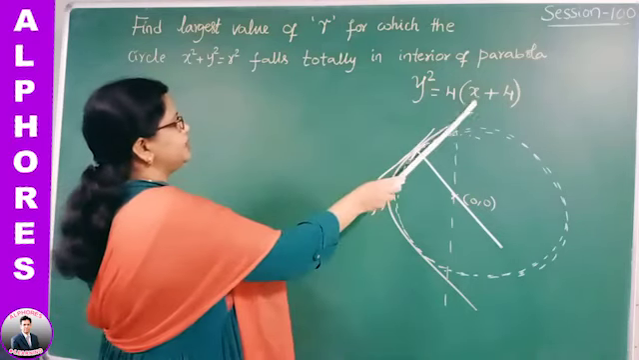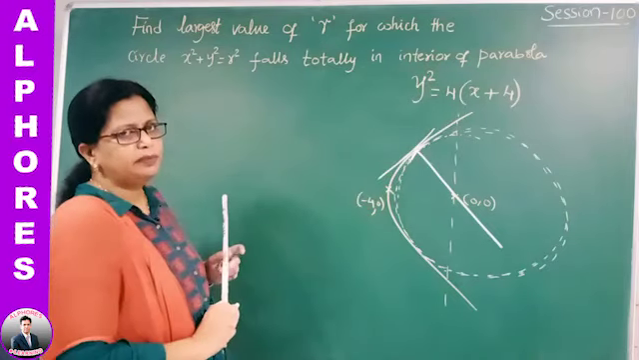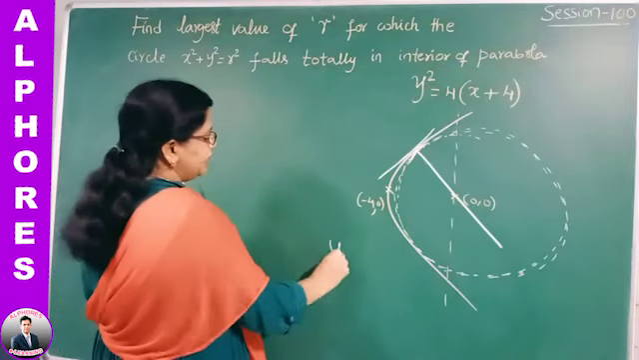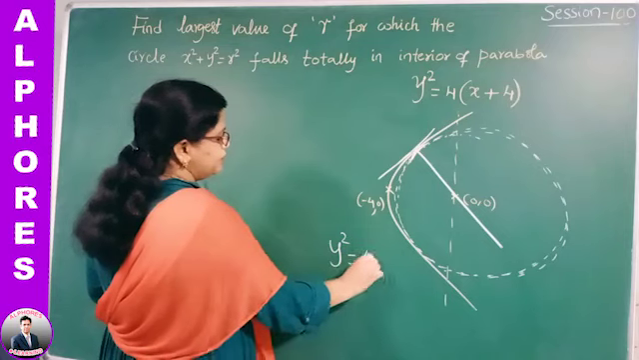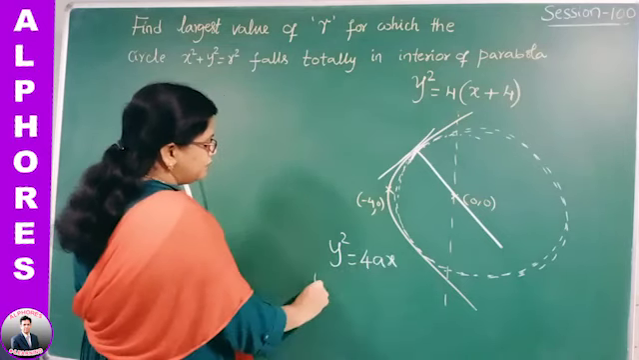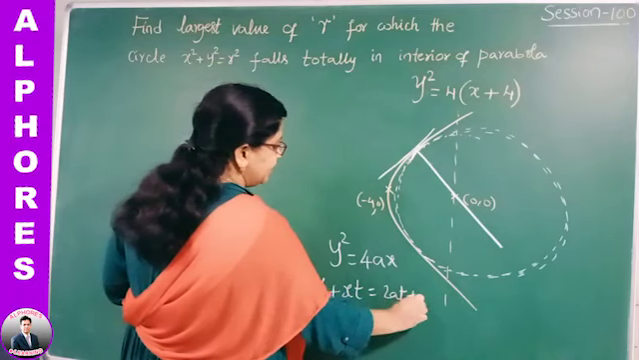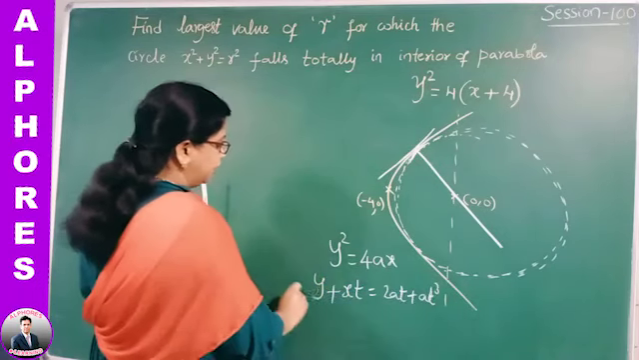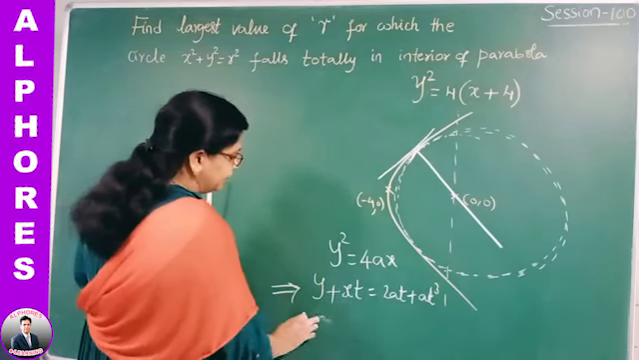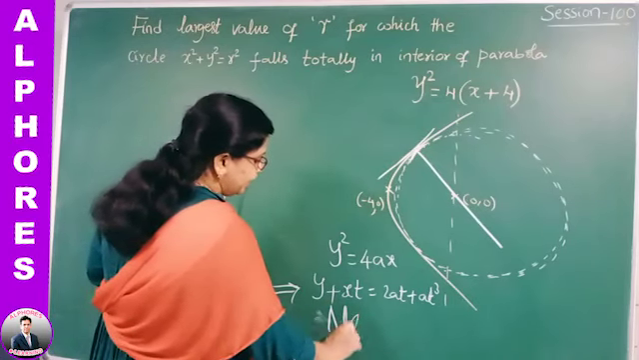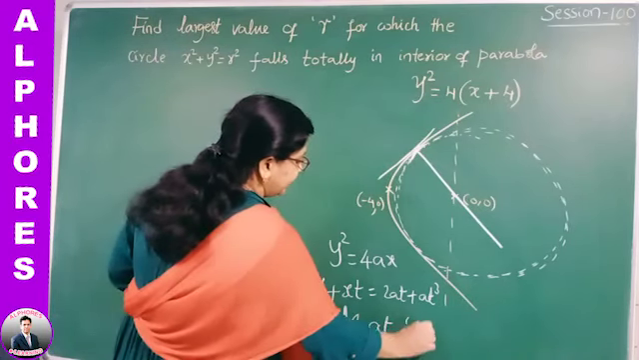Now here, what is the equation of the normal to this parabola? If it is exactly y square equal to 4ax, you know the normal equation is y plus xt equal to 2at plus at cube. This is our formula for the normal at t. This is the equation of the normal at t you are taking, right?